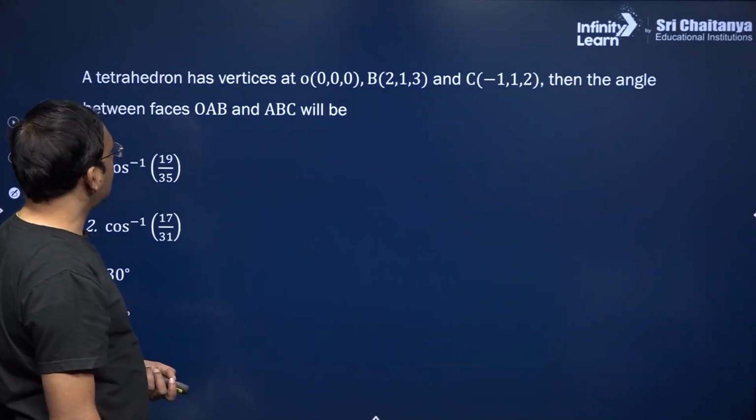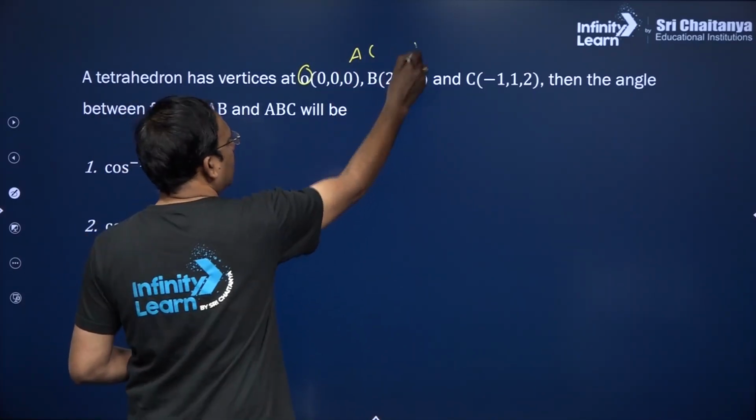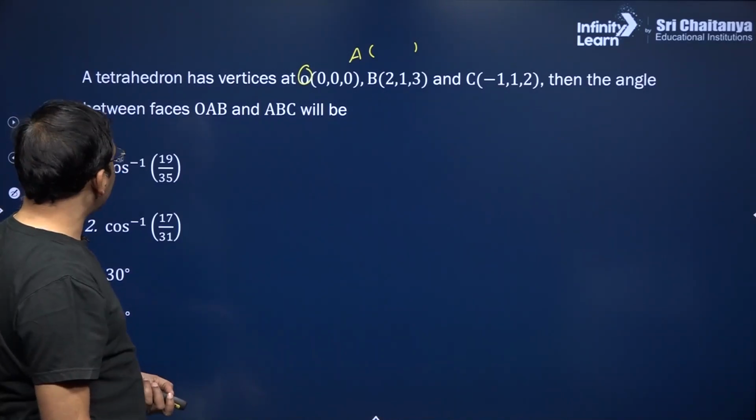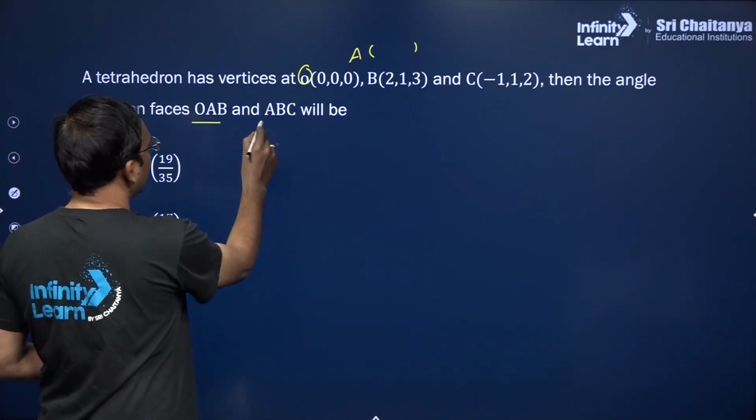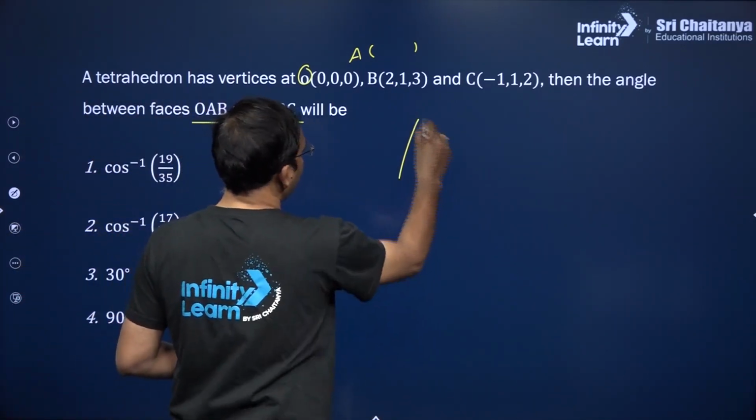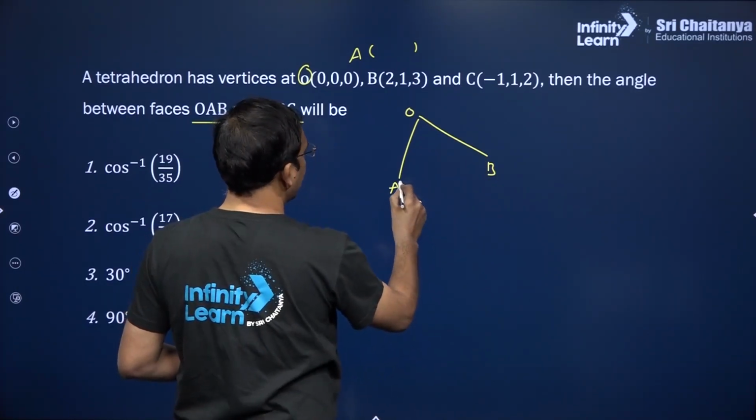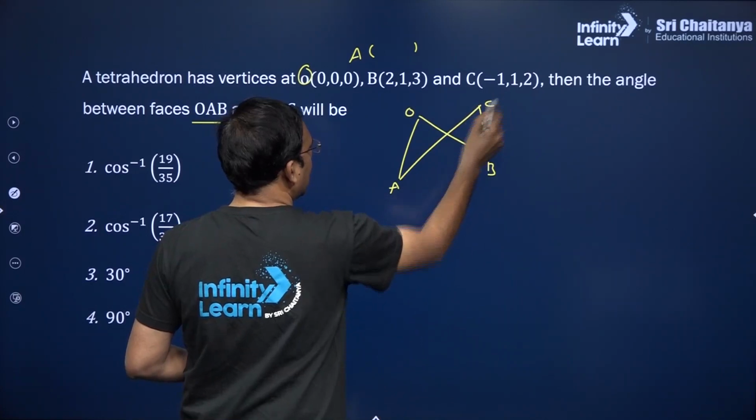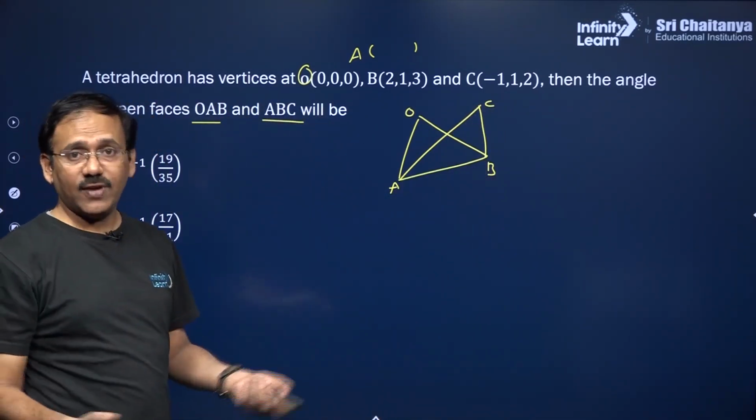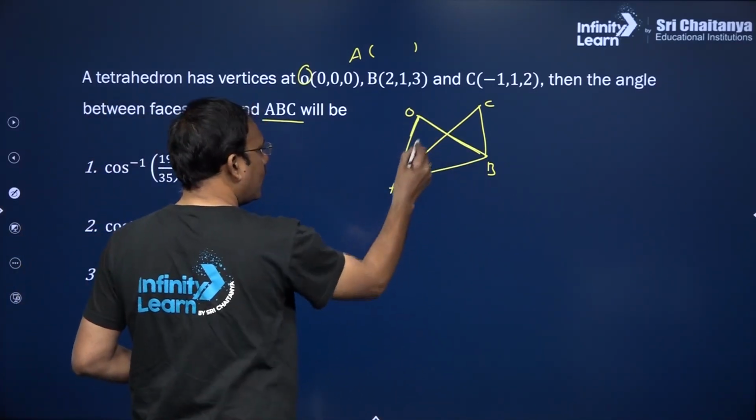Next, you see, a tetrahedron has vertices O, here A is missing, my dear friends, actually a printing error, typo error. So B, C are given, the angle between the faces OAB and ABC. So A must be given. So now OAB is a face, ABC is another face, okay. So you need the angle between the faces. Face means plane, that means you need to find the normal DRs of the OAB plane.